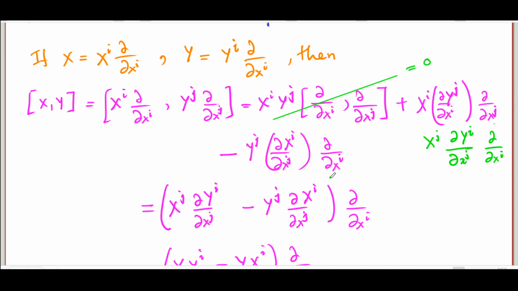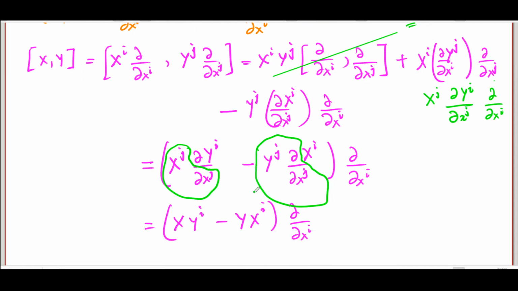Of course, it's easy to see that this thing here is nothing but capital X. And this thing here is nothing but capital Y. So another way of looking at this is the Lie bracket has components. The ith component is given by the vector field X acting on the ith component function of Y minus the vector field Y acting on the ith component function of X. So this is the quick and easy direct way of figuring out the components of the Lie bracket.